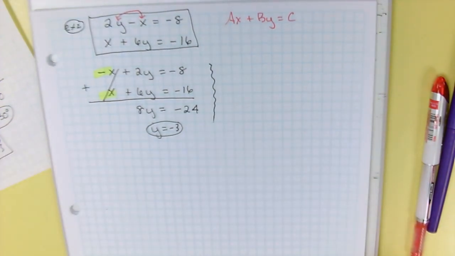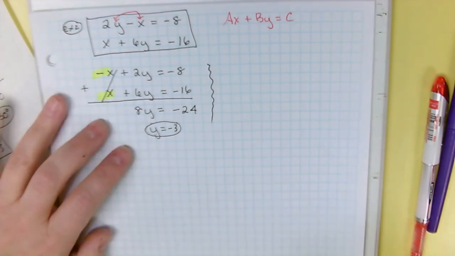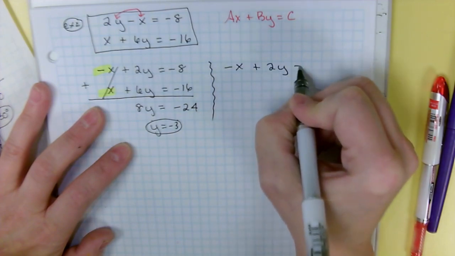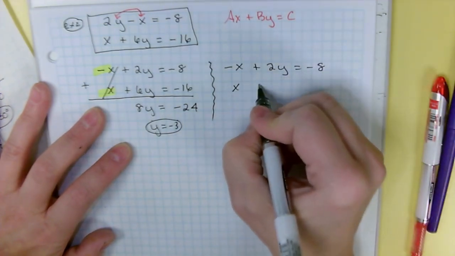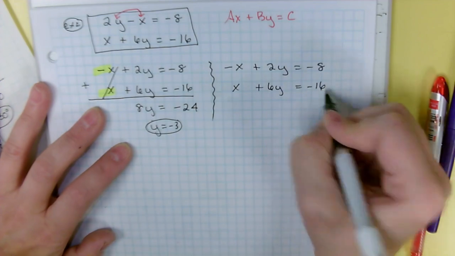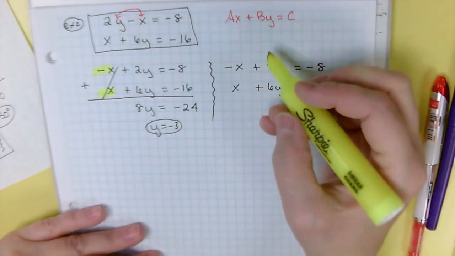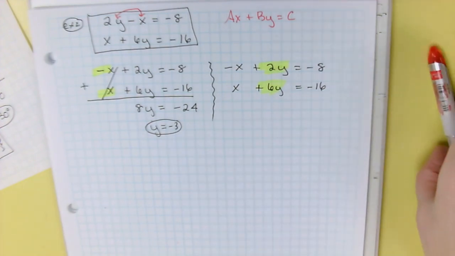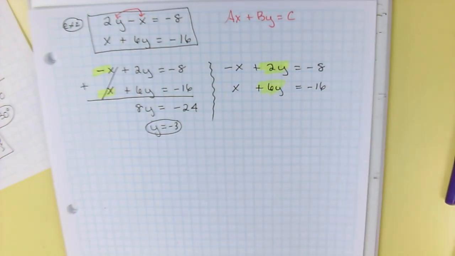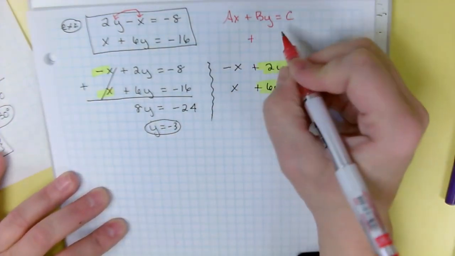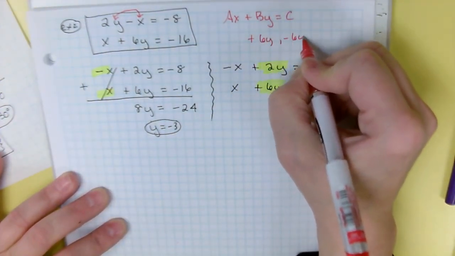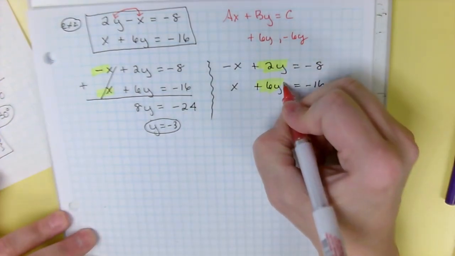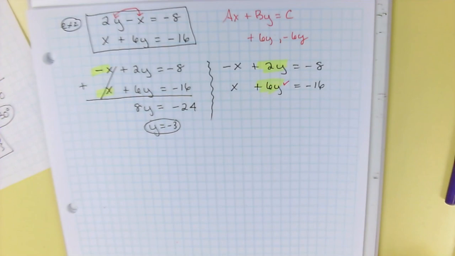Okay, so now we're going to rewrite them and try to get rid of the y's. So negative x plus 2y equals negative 8. X plus 6y equals negative 16. All right, so this time we're going to get rid of the y's. The smallest number that a 6 and a 2 go into is a 6. So I want a positive 6y and a negative 6y, so they add up to 0. The second one's good. That's my positive 6y. So I don't have to do anything to that one.